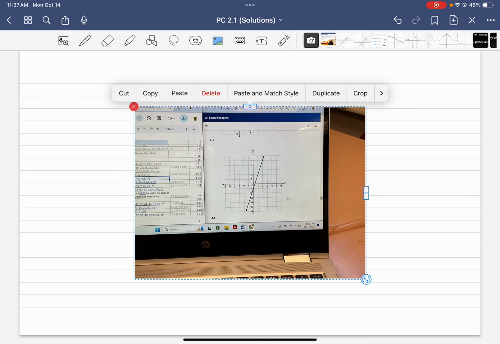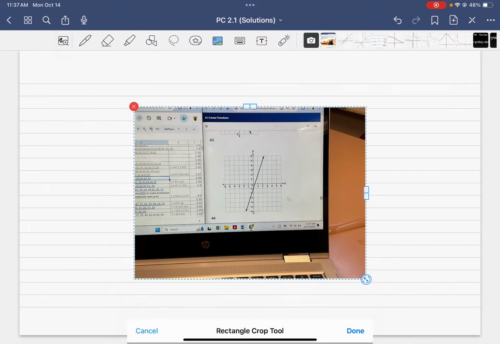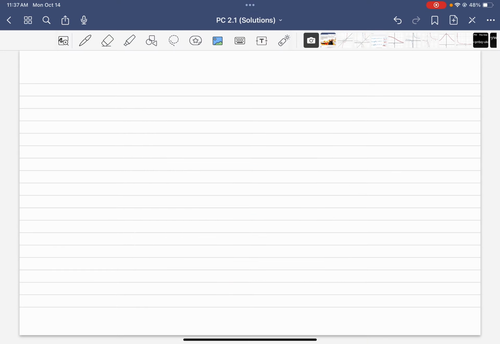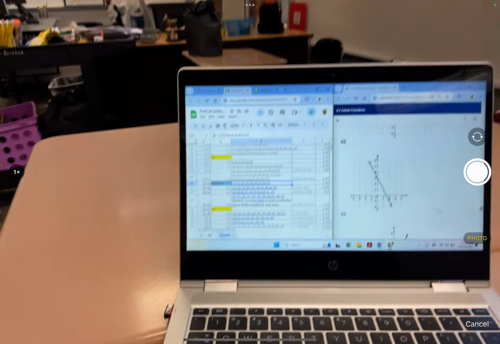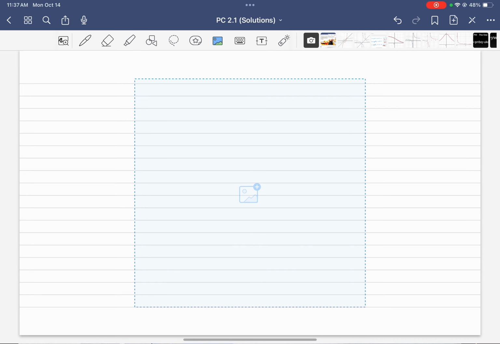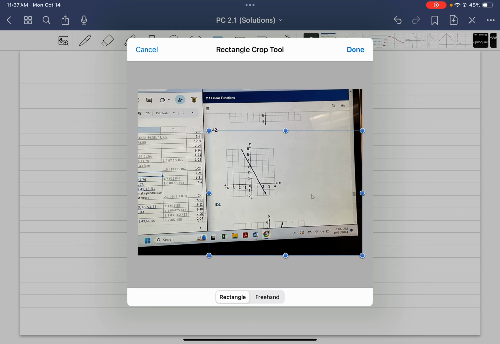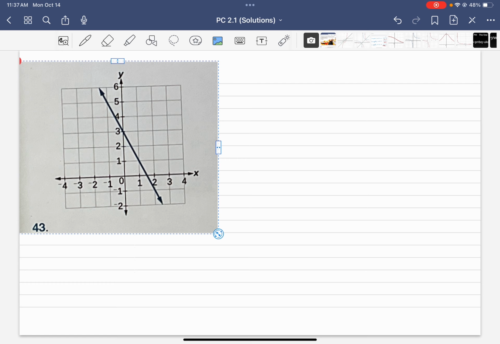Oops. Hit the wrong thing. Crop. Okay. So if this is what 43 looks like, wait, no, that's not 43, is it? We're not going to make that mistake for the 100th time. So 43 is above it. That was close. So there's 43.